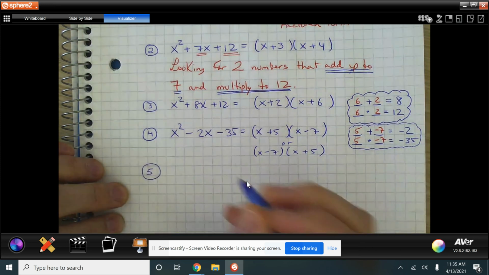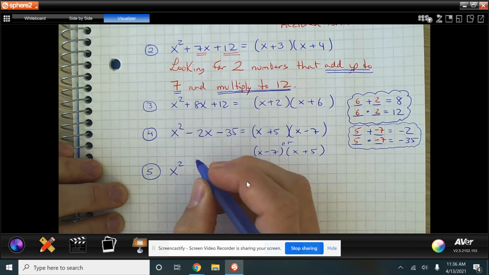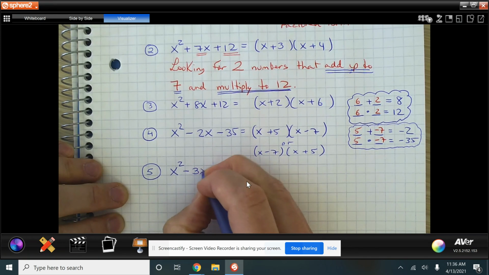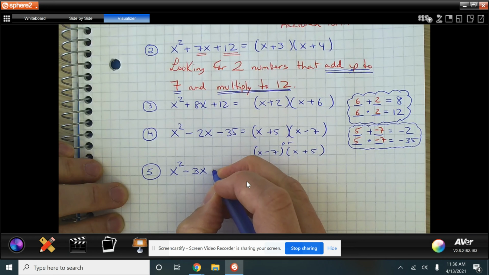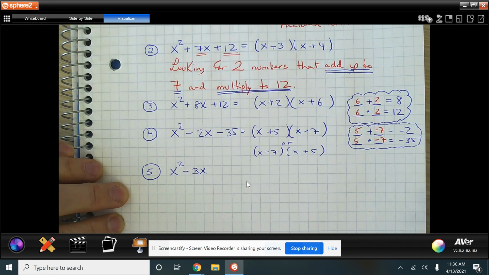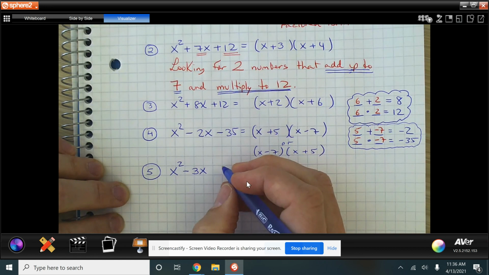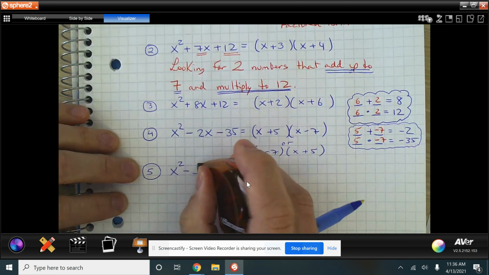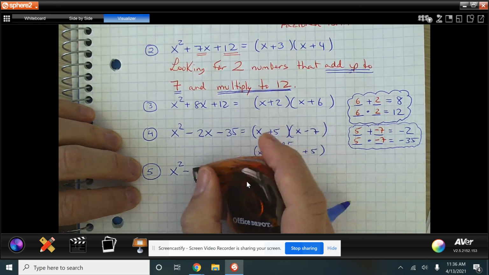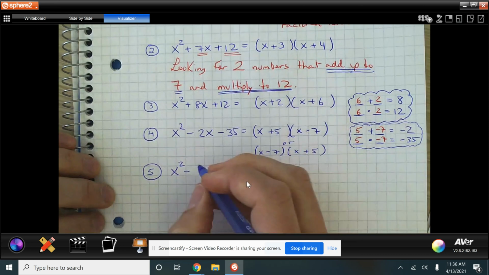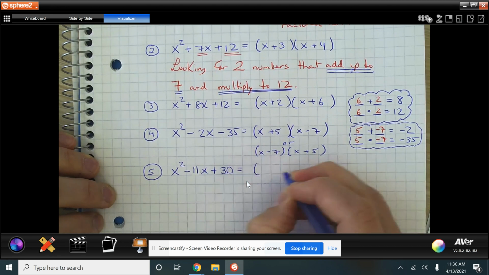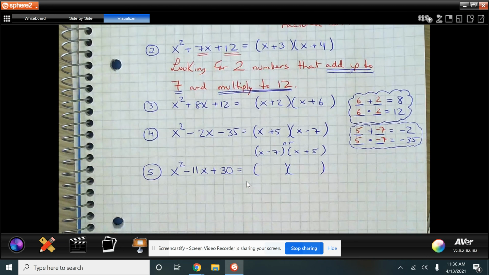Let's go to number 5. All right. This time I'm going to have minus 3x. No, wait, hang on. No, I don't want minus 3x. My bad, sorry. It is simply x squared minus 11x plus 30. Sorry about that. I lost track of what I was doing.